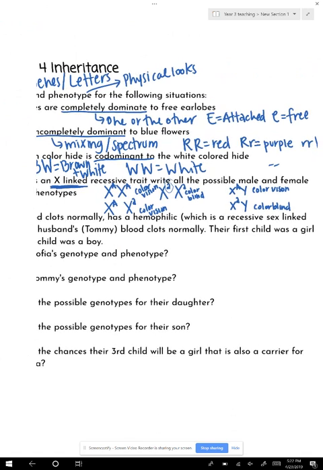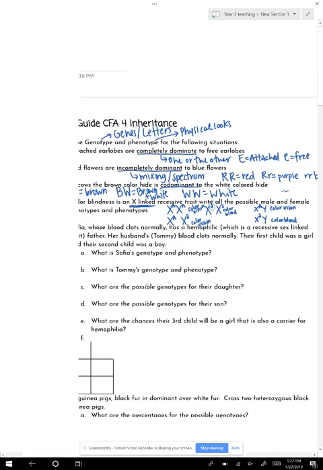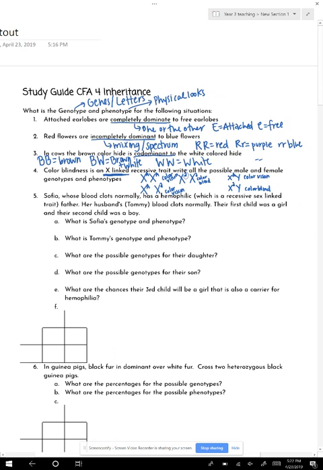Okay, so let's go ahead and get into some of these practice problems. It says, Sophia, whose blood clots normally, has a hemophiliac father, which is a recessive sex-linked trait. Her husband Tommy's blood clots normally. Their first child was a girl, and their second child was a boy. Now, using that information, we have to determine the genotype and phenotype.